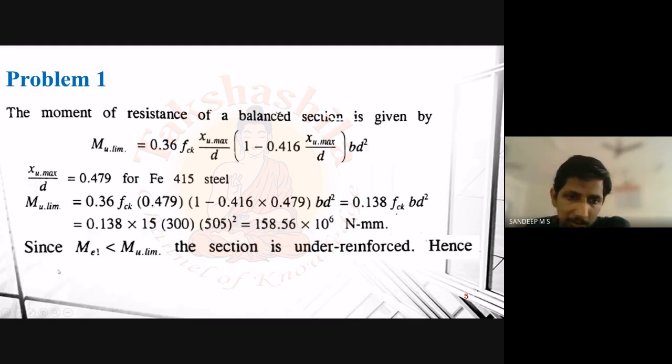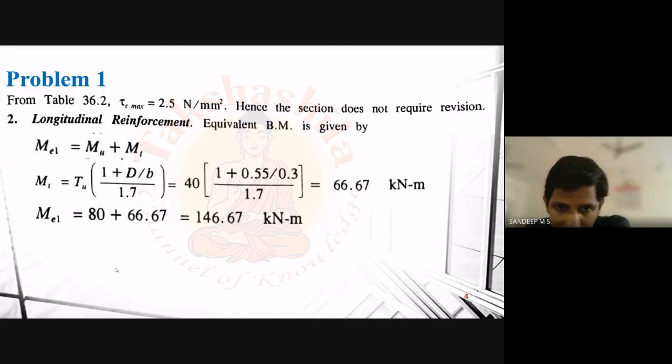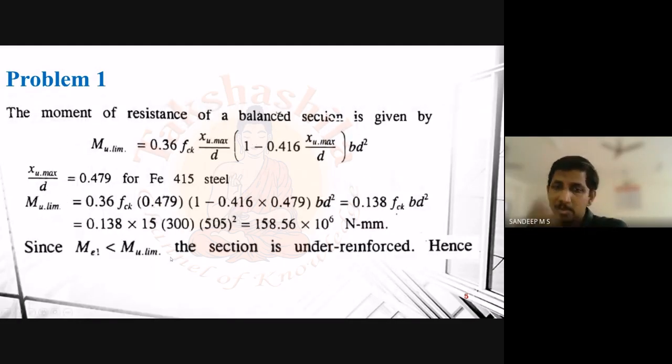Now we have to compare these two values. Then only can we decide whether we should provide reinforcement in the compression side or not. So when you compare that, our ME1 value was 146.67 and MU limit value is 158.56.